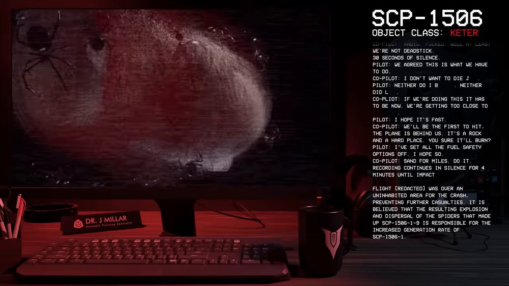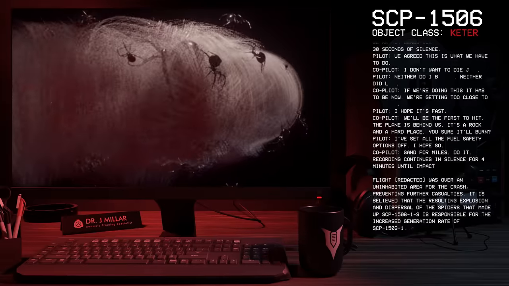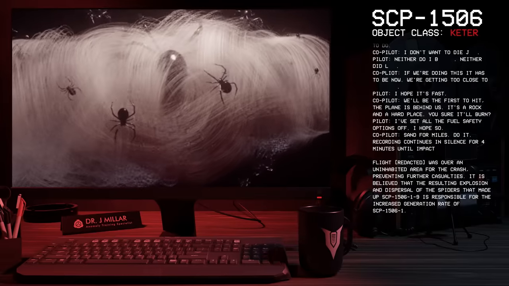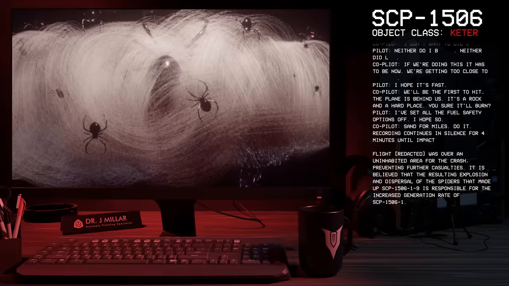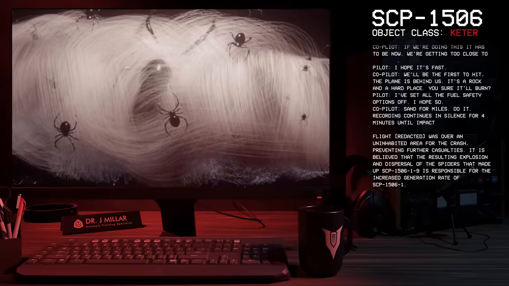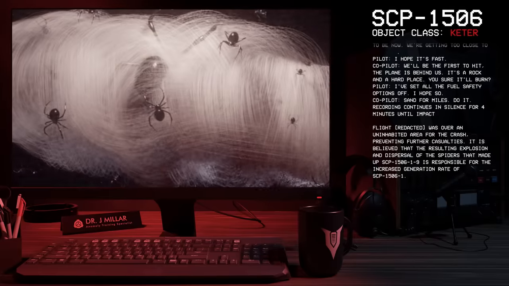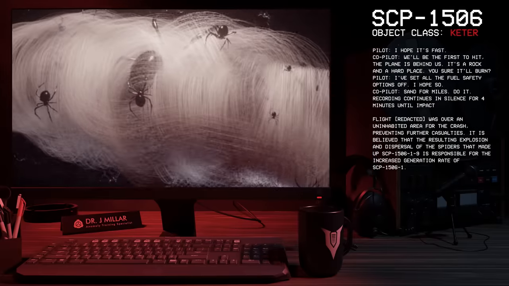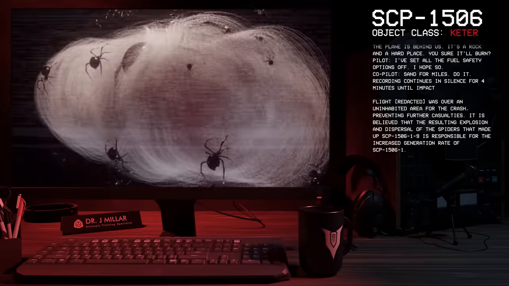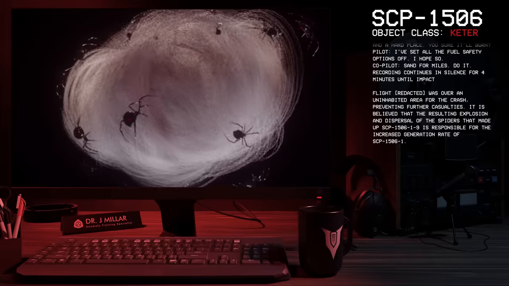Recording continues in silence for 4 minutes until impact. Flight was over an uninhabited area for the crash, preventing further casualties. It is believed that the resulting explosion and dispersal of the spiders that made up SCP-1506-19 is responsible for the increased generation rate of SCP-1506-1.